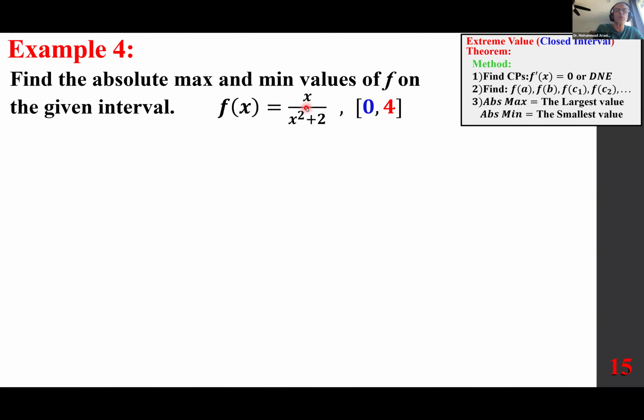So when you find the absolute max and minimum value of the function f in the given interval, where f of x is x over x squared plus 2, the interval of 0 to 4. Now, remember the function has to be continuous. By continuity, it means really what is the domain. So we want to discuss the domain for this function. Notice this is a rational function.